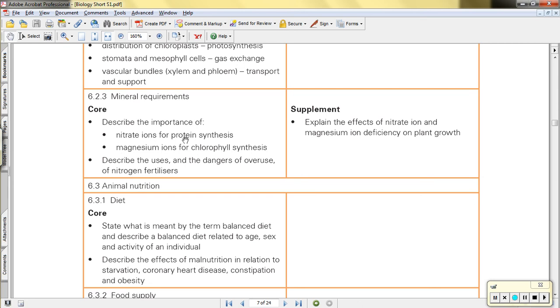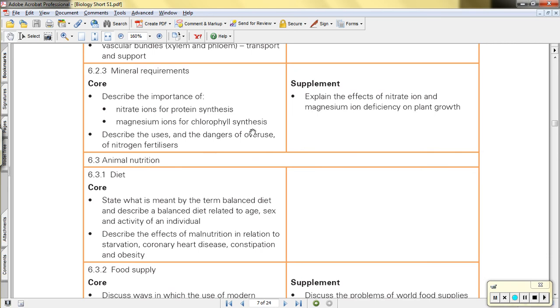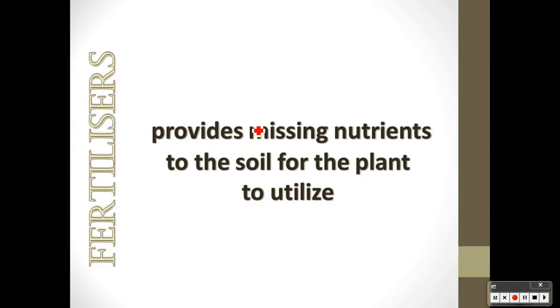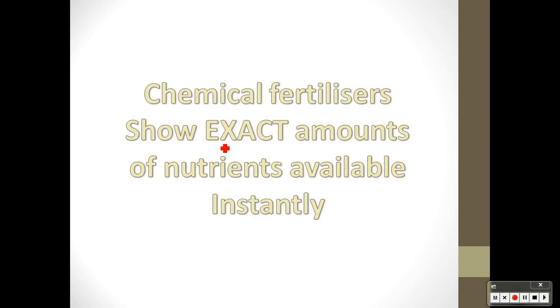Plants need nitrate ions for protein synthesis. You knew that already because proteins have nitrogen in them. So the nitrate ions are turned into proteins. The magnesium is needed for chlorophyll synthesis, so to make chlorophyll. So plants with no magnesium are not green. And I think the slides actually do. So fertilizers provide missing nutrients. Chemical fertilizers give exact amounts and they're water soluble. And it provides these nutrients instantly.